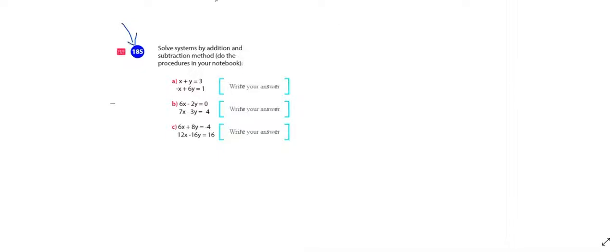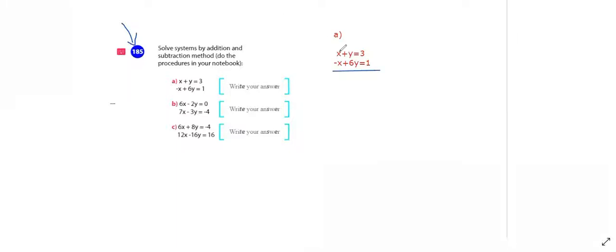I am going to rewrite first the first system. This is x plus y equals 3, and the other one is minus x plus 6y equals 1. If we observe this system, we already have the way to eliminate one of the variables. So I will just proceed to make the addition.